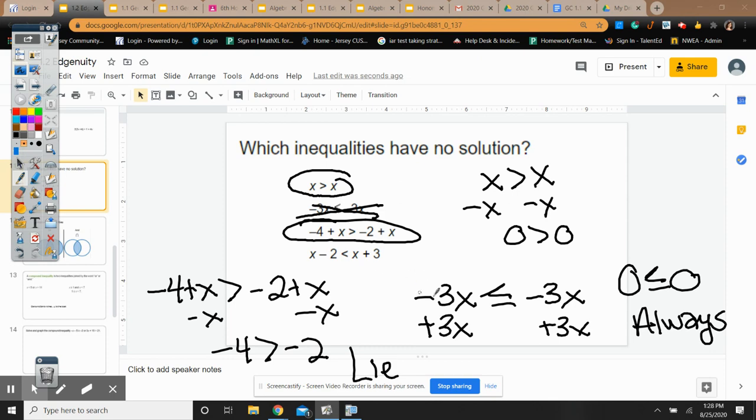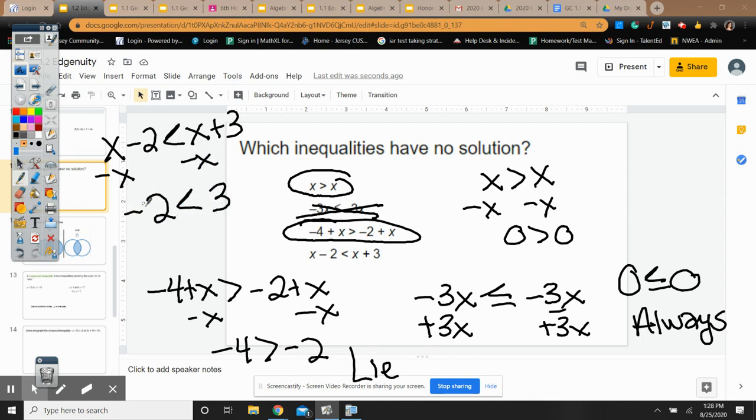And then this guy, x minus 2 is less than x plus 3. Get your x's together, and you have negative 2 is less than 3. How do you feel about that? That is true. When's it true? It's always true. That's all real numbers, infinitely many solutions. That's not no solution.